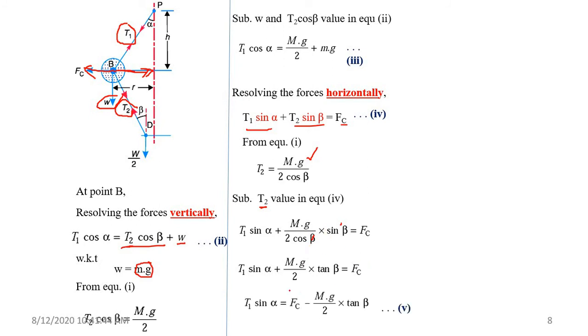Next step: T1 sin alpha is equal to Fc minus mg divided by 2 into tan beta. This is the fifth equation.